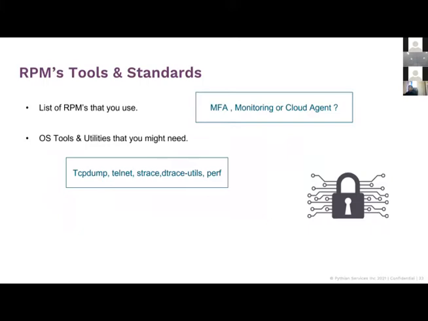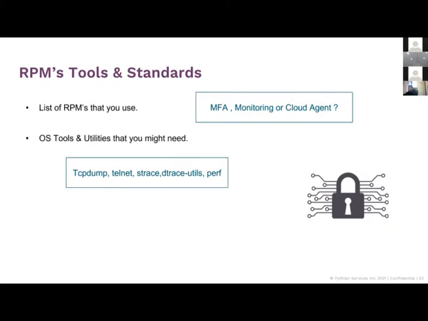Now the other thing is that on your source, other than the Oracle software or the RDBMS software, there could be other software present on your source, something like MFA. You could have an MFA agent or a monitoring agent or a cloud agent. These are the RPMs that you would want pre-installed on your target as well. This is additional to your RDBMS, but these are the things that you would need on your target post your migration, as well as various tools and utilities like tcpdump, telnet, sosreport, and so on. That's why you would want these there.